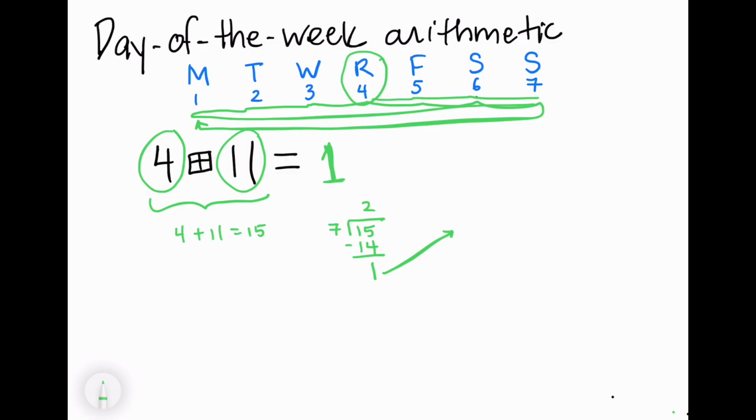This can be written as 15 mod 7 is equal to 1. So if I divide 15 by 7, the remainder is 1, and that gives me the answer in my modular arithmetic.